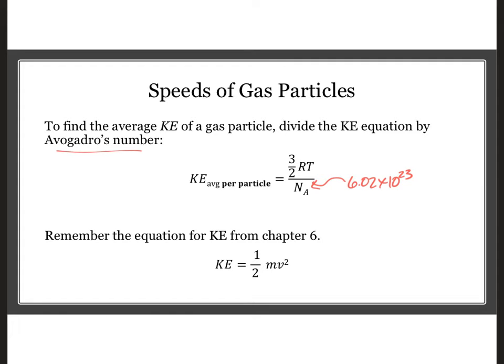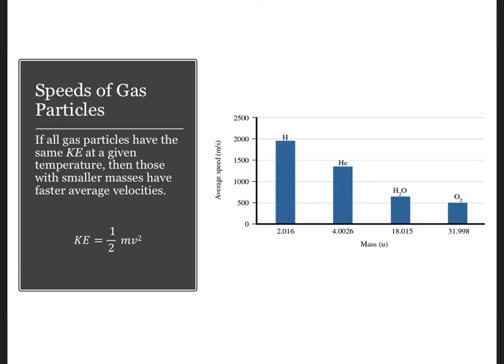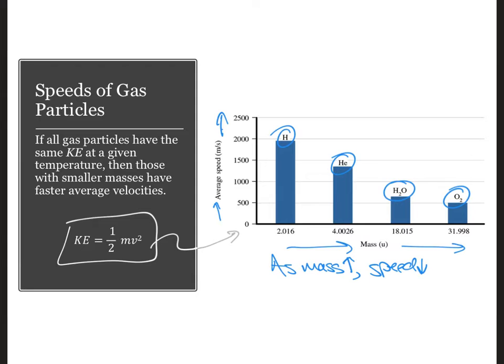Recall that we've also seen a method for calculating kinetic energy in Chapter 6 as a function of mass and velocity of a particle. Let's look at what that means for particles with a range of masses, all at the same absolute temperature. At a given temperature, all gas particles will have the same kinetic energy. If we graph the average speed versus the mass for the series hydrogen, helium, water, and oxygen, it becomes clear that those particles with smaller masses have faster average velocities.